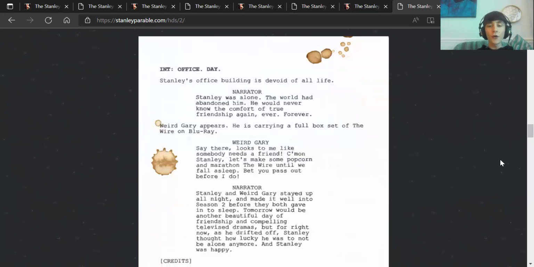Stanley's office building is devoid of all life. Stanley was alone. I really want to hear Kevin Brighton reading this. The world had abandoned him. He would never know the comfort of true friendship again, ever, forever.